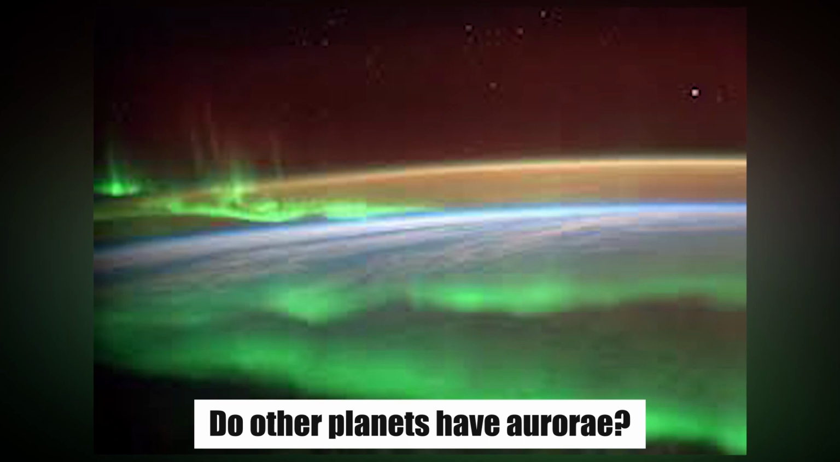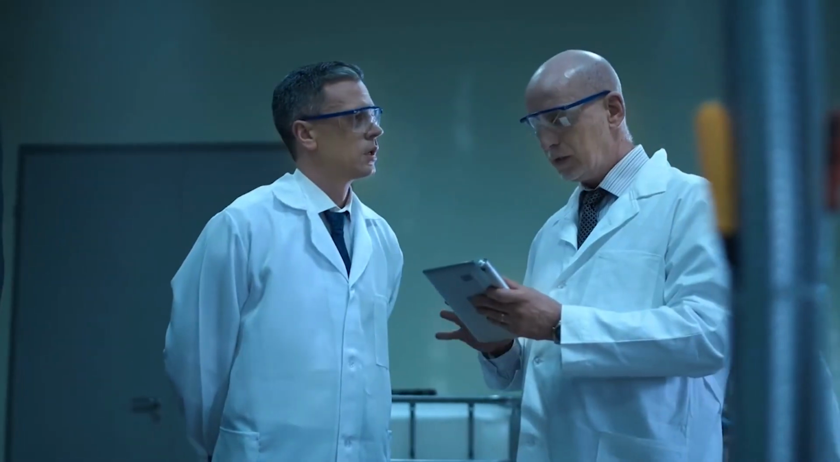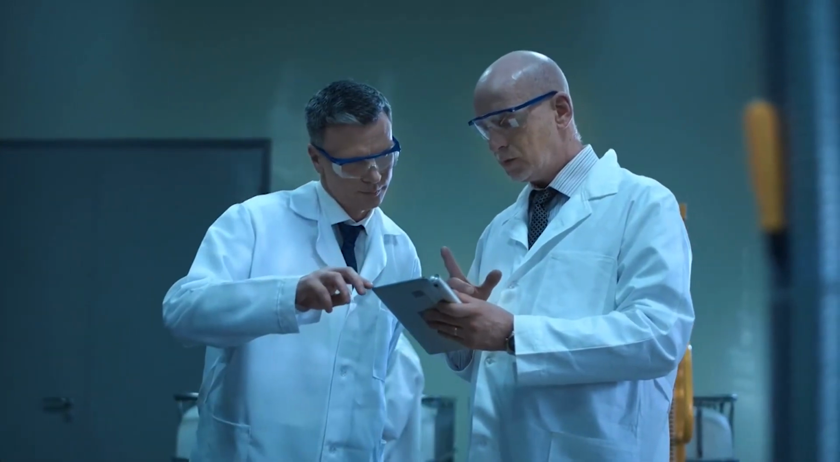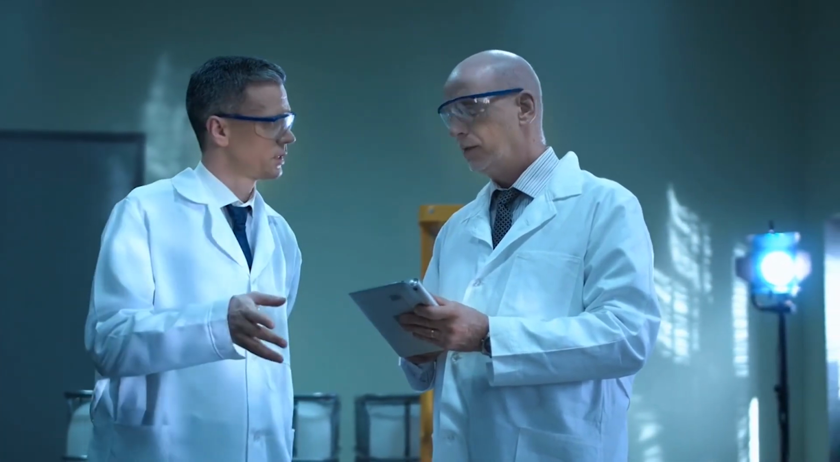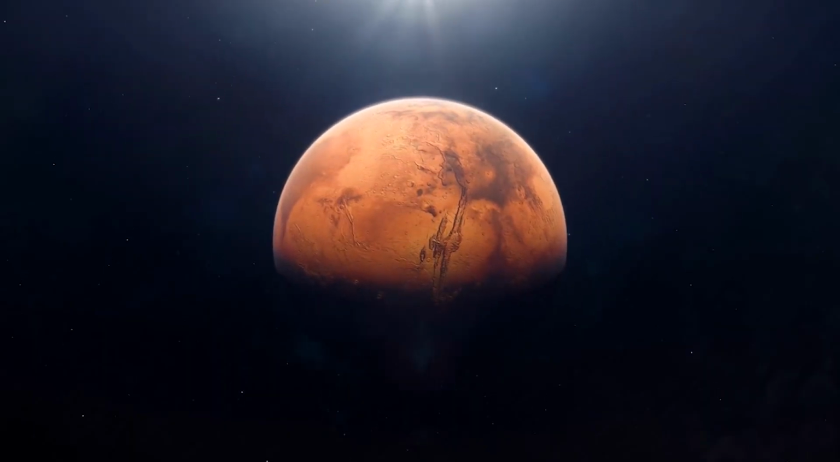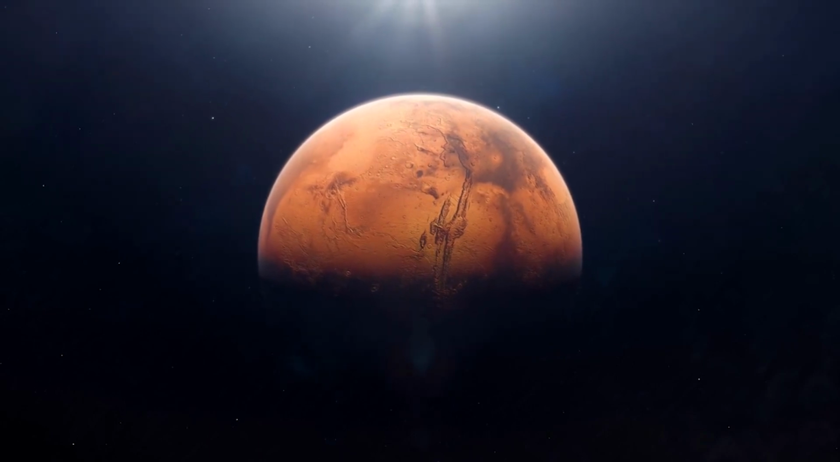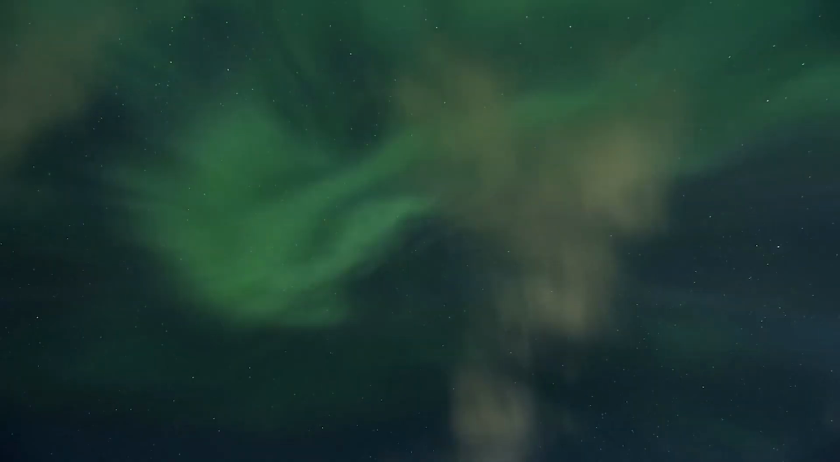Do other planets have aurorae? Any planet with an atmosphere and magnetic field is likely to have aurora. Scientists have captured incredible images of aurorae on Jupiter, Saturn, Uranus, and Neptune. Aurora on Mars have also been seen. But as the red planet does not have a global magnetic field, aurorae behave differently and appear to be far more widespread.